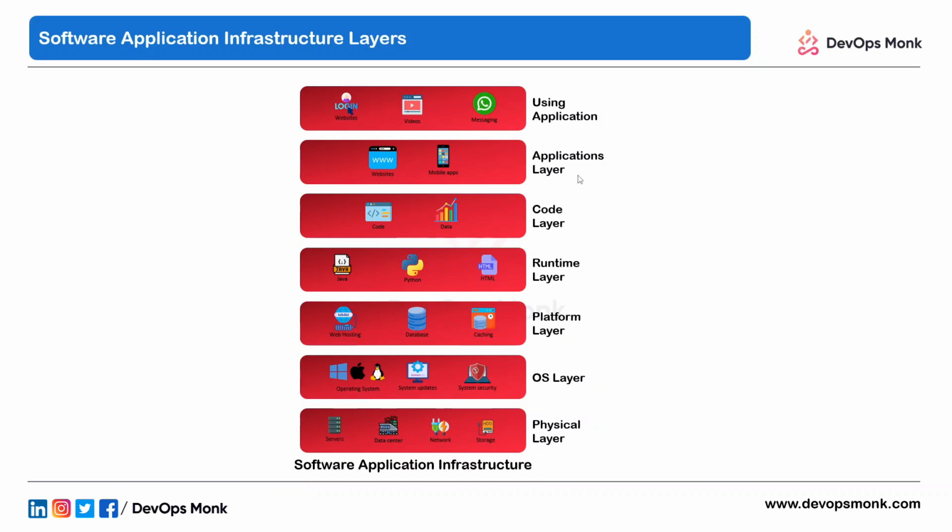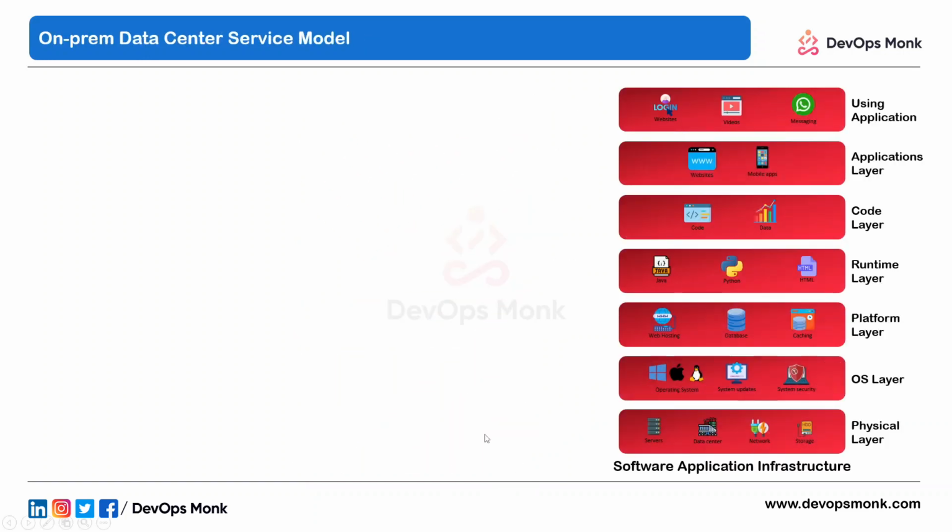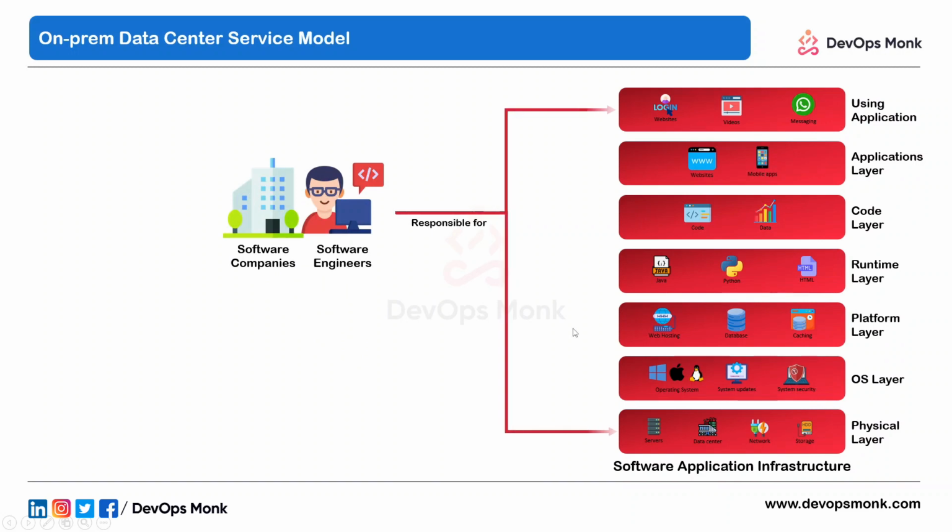Last but not least, we have the application layer. This is where we will configure the application and use the application. So, to get a software application up and running, you need to configure all these layers. If we are setting up our own traditional on-premise data center, the responsibility for all the software application layers falls on us. This means we are not just in charge of buildings and servers, we are also responsible for installing the OS, setting up the platform, and also placing the code.